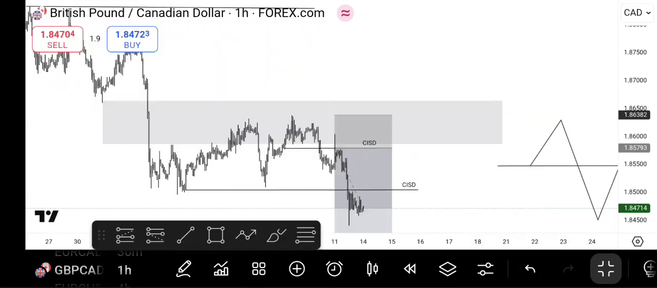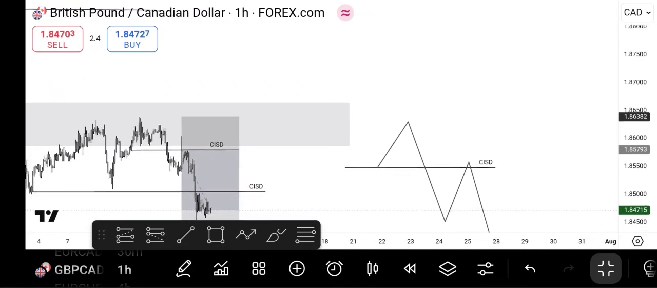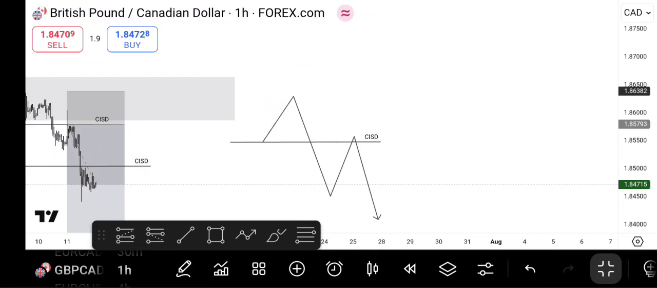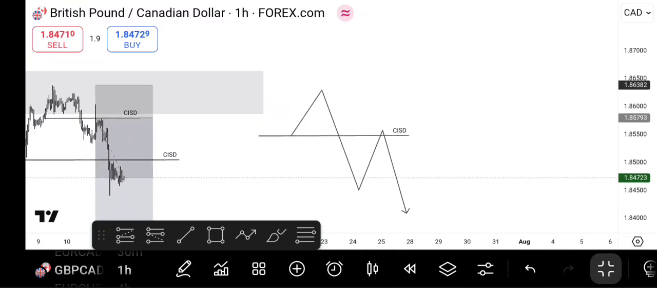I've been planning on making a video like this, so I want to make a video on CISD, because that's the new kind of entry that I use to create these days. See, the difference between CISD and market structure: actually, they're not the same thing, but they look alike. So I want to make a video on the difference between CISD and market structure.